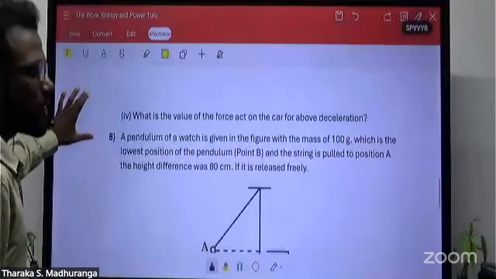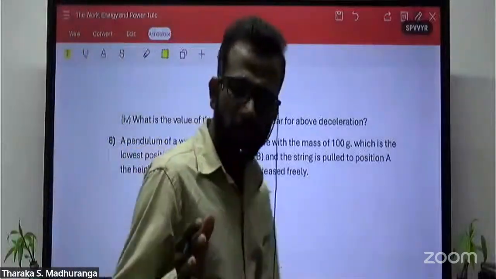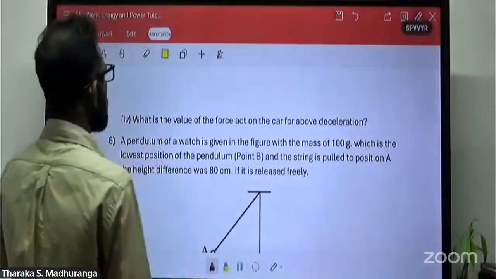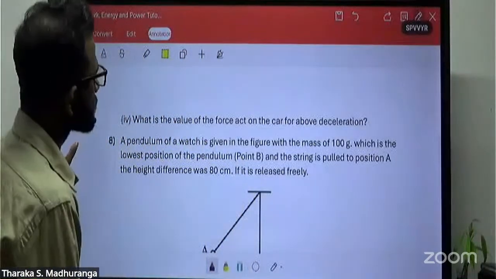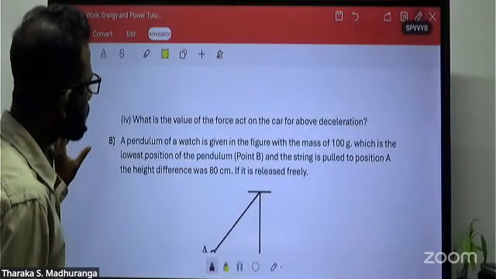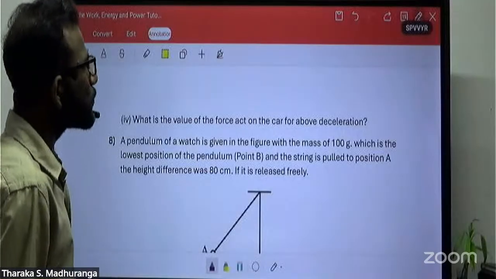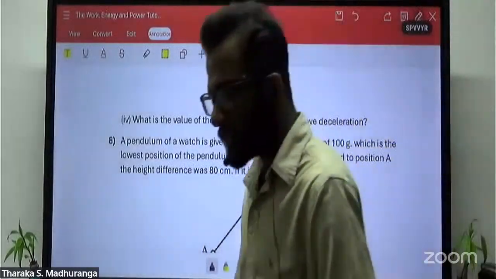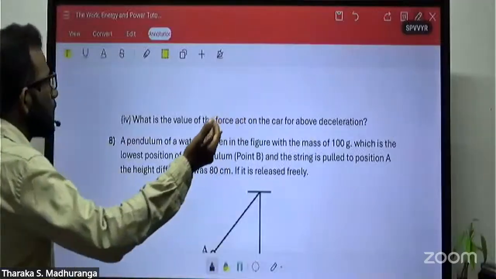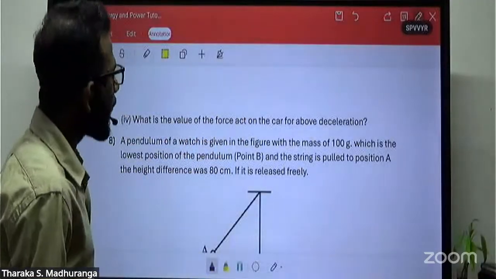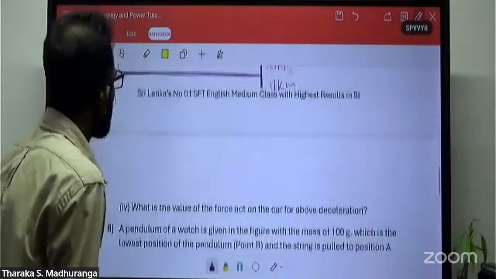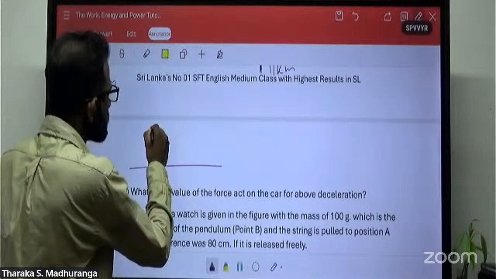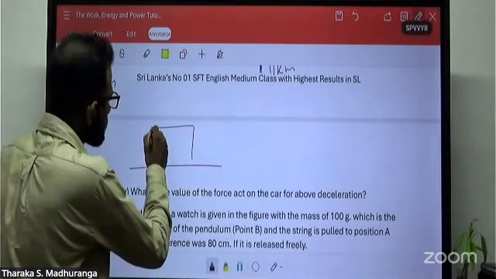Okay, the final part. If you try this question as a homework question, it is very simple. What is the value of the force acting on the car during the above deceleration? Think this is the car.